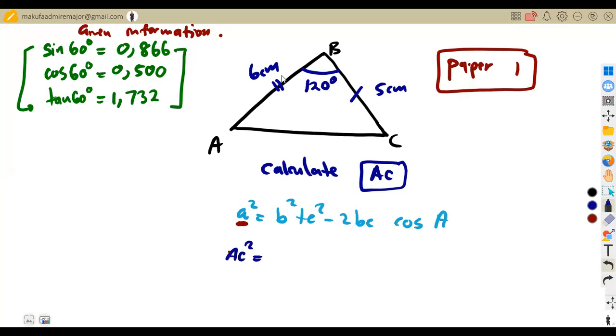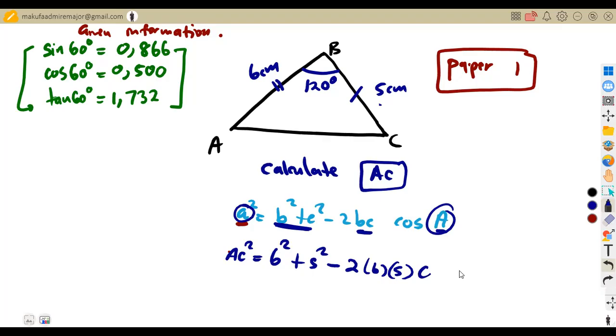AC squared is equal to this side squared, which is 6 squared, plus 5 squared, minus 2 times 6 times 5. Yes, you can name your order the way you want, but b and c are the sides that you're given. This a is the side that you're calculating. This A is the angle that you're given, the included angle, and our angle there is 120. So we're supposed to write cos 120 like this. All right.